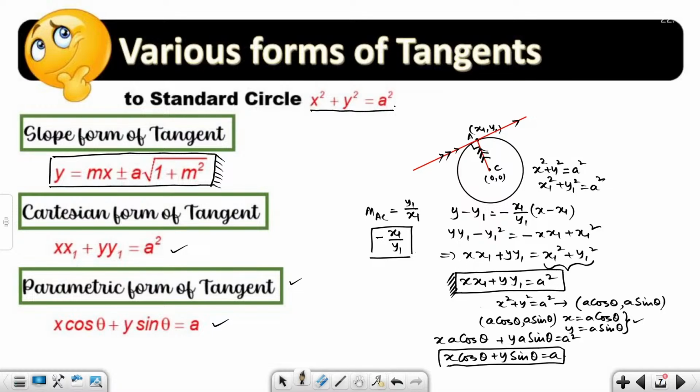Is it clear to all? Yes, sir. So these three forms you people have to remember: the slope form of the tangent, the Cartesian form of the tangent, as well as the parametric form of the tangent. Now, as I told you in the beginning of this slide, I'm going to tell you a shortcut method. Suppose I give you the equation of a circle in the general form. Though we will do this one, let me just do it on another page.